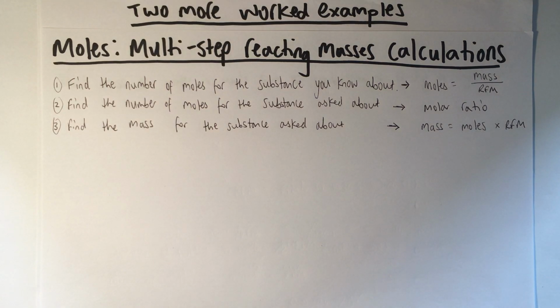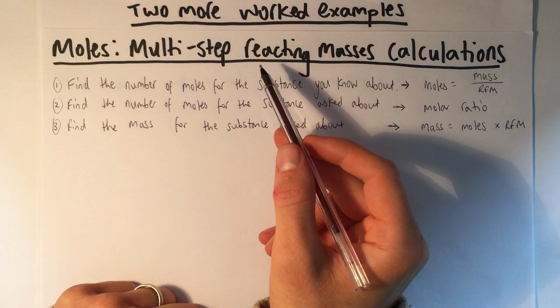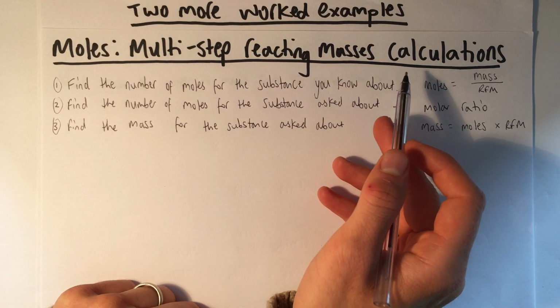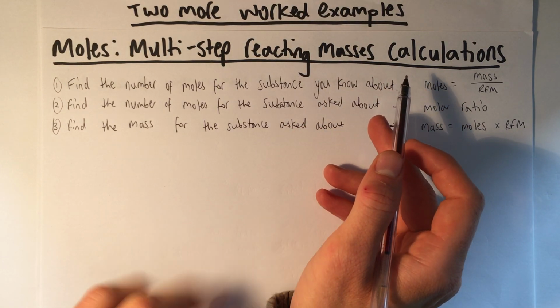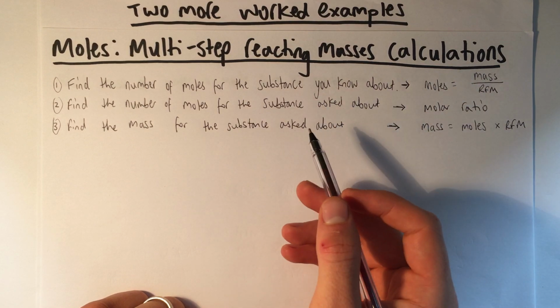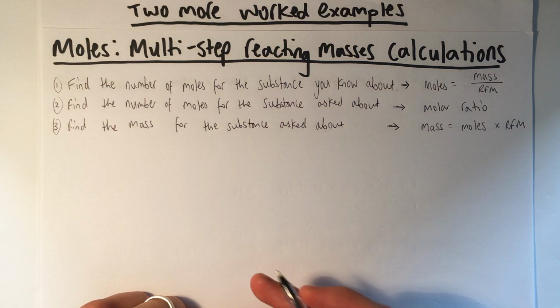I thought it'd be good to go through a couple more examples of these multi-step reacting masses calculations, because they can take a little while to get to grips with. The more examples you see, the better you're going to be able to understand it.